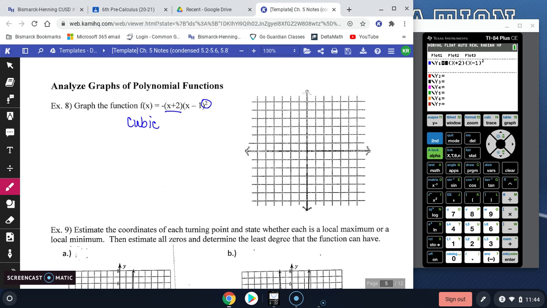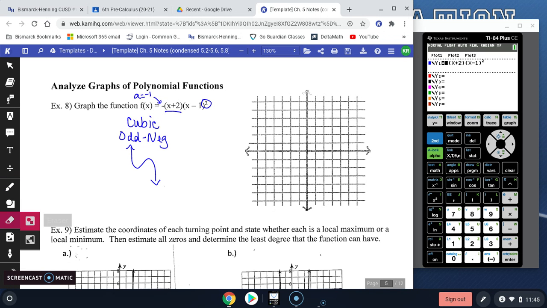You're either going to be odd or even. So since the degree is 3, it's going to be an odd. Then the other thing is right here. This a is a -1. So it's going to be an odd, but it's going to be a negative odd. So the shape of this is going to look something like that.